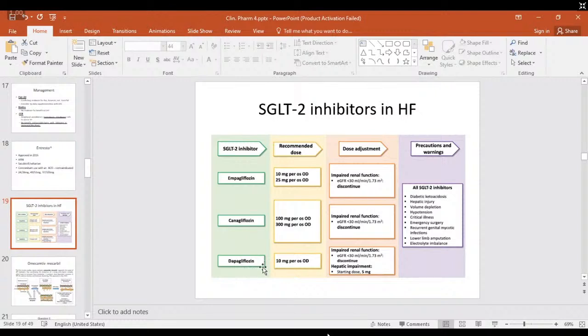So the study that was published, one of them actually is called DAPA-HF. DAPA is from dapagliflozin, and HF for heart failure. You can read about it online if you're interested. It's really a unique study with very, very good results.